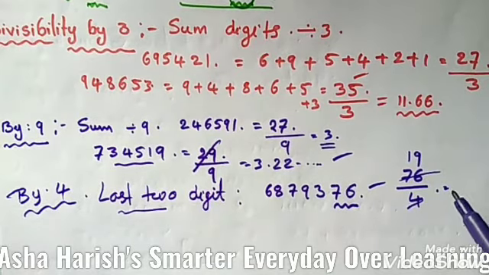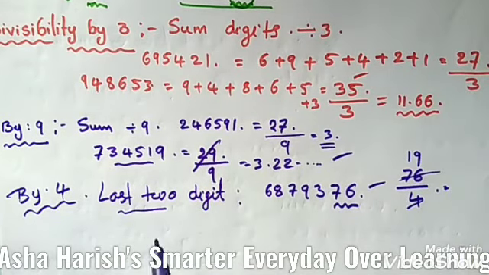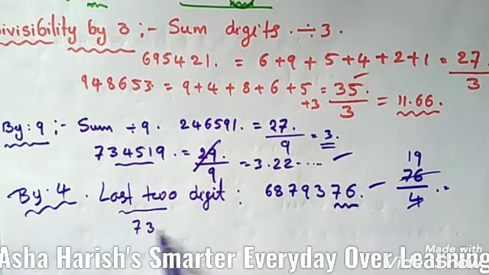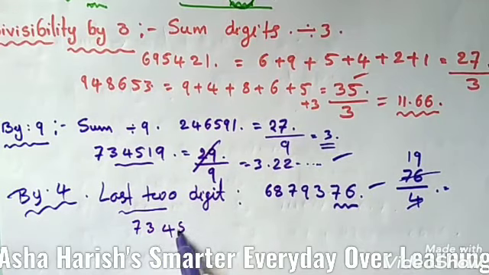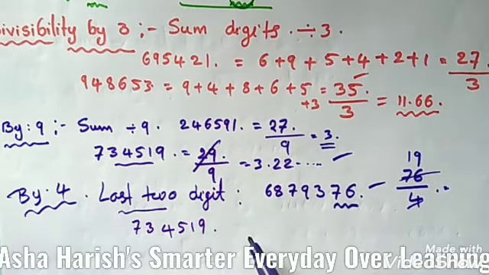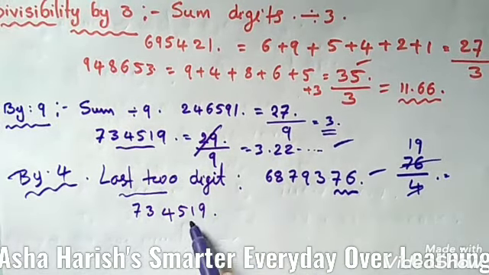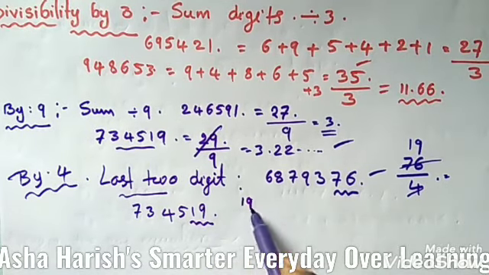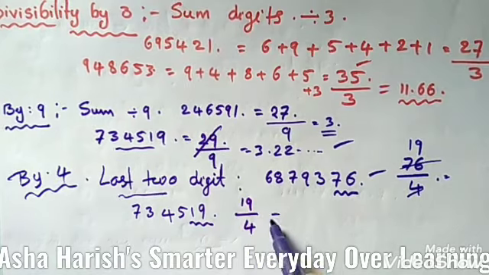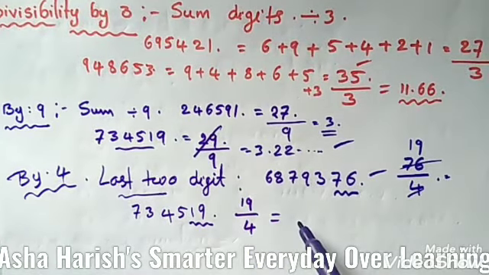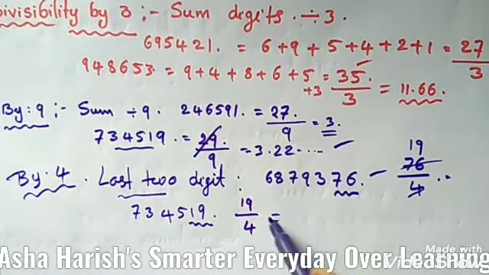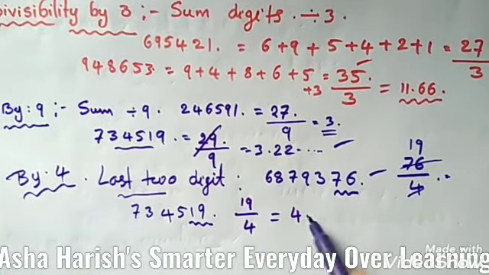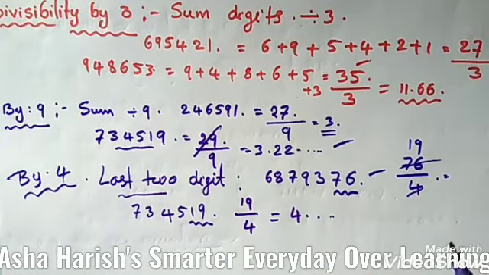So 19 times. And let us see the next example here. What do we have? 734519. Now this is the number we have. Here you can focus on the last 2 digits. This last 2 digit number is 19, and 19 by 4 is not divisible. 4 4s are 16, okay, then 4 point something is the answer.